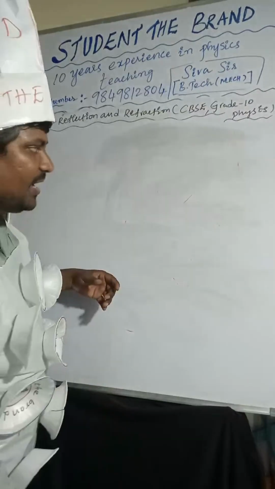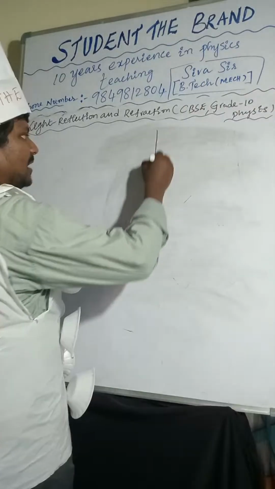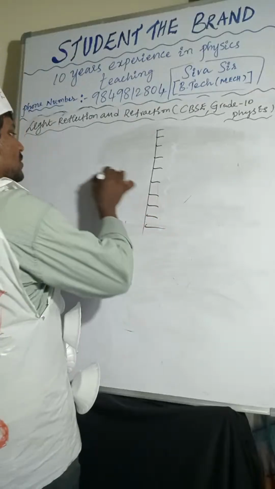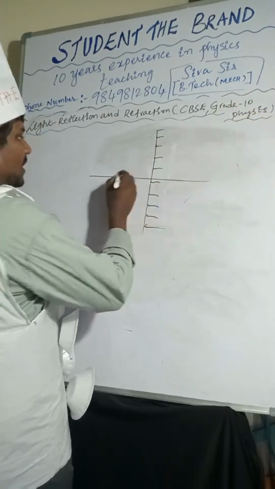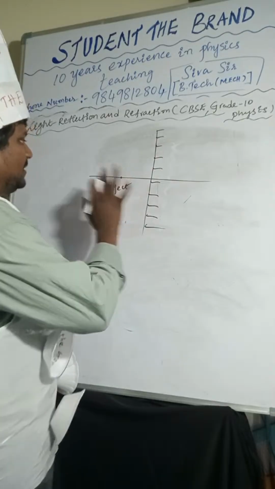The topic is object and image. I'm taking the plane mirror here, and I'm considering the principal axis. I am taking the object here. This is the object.